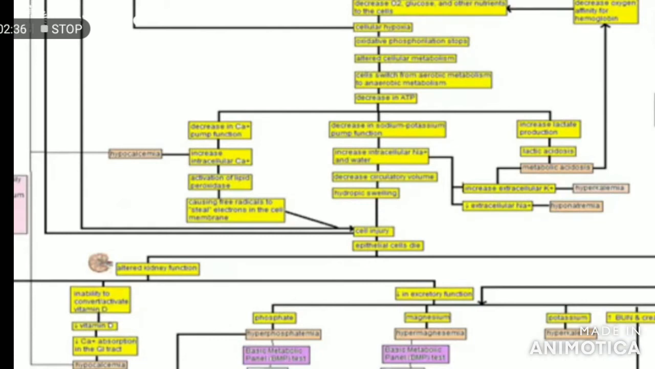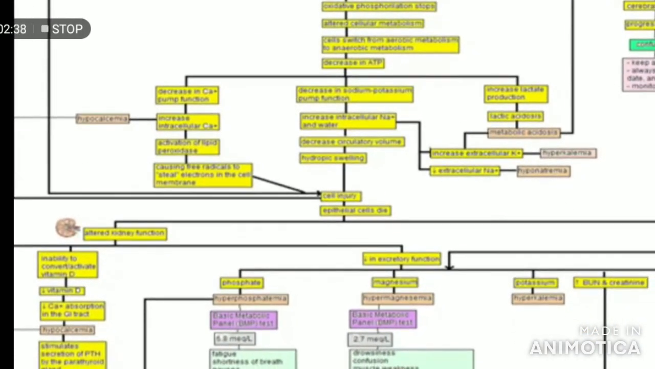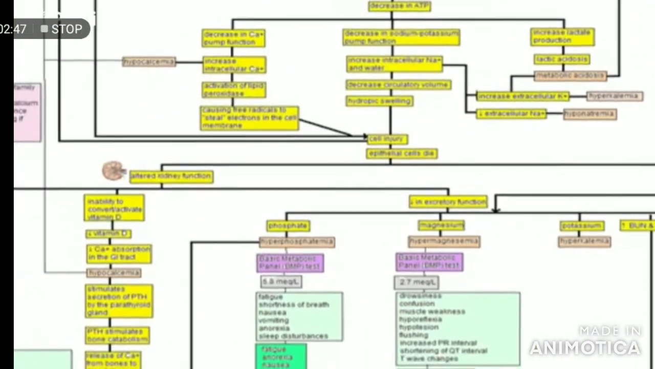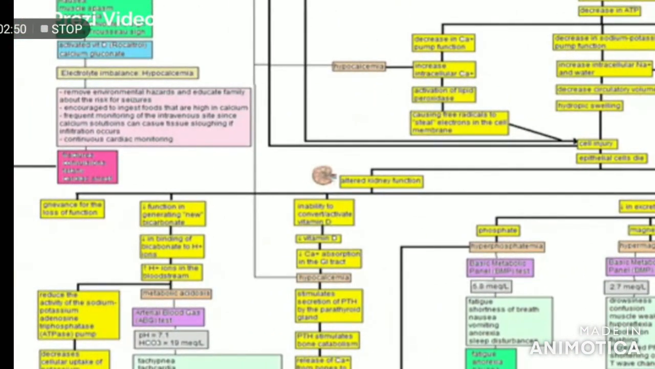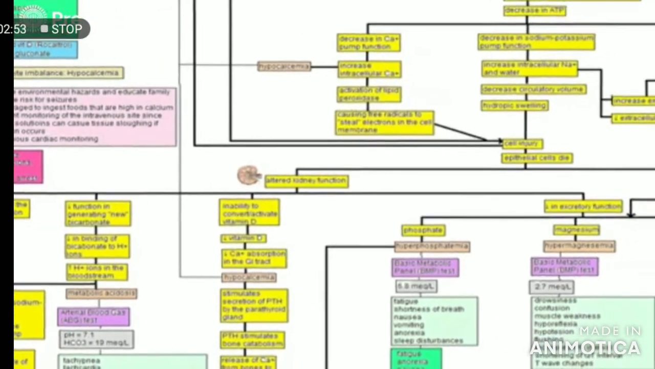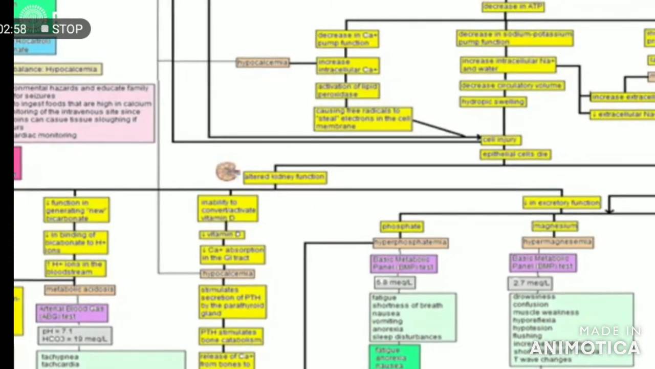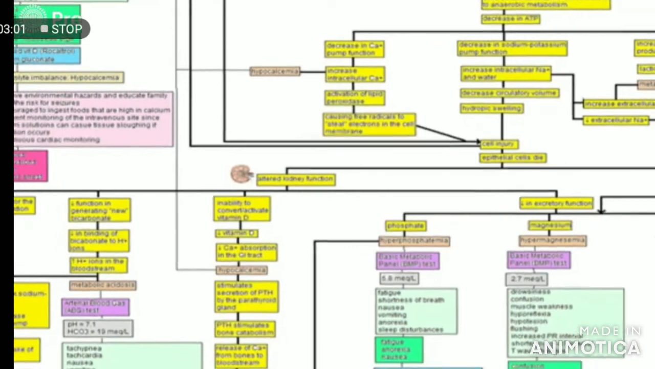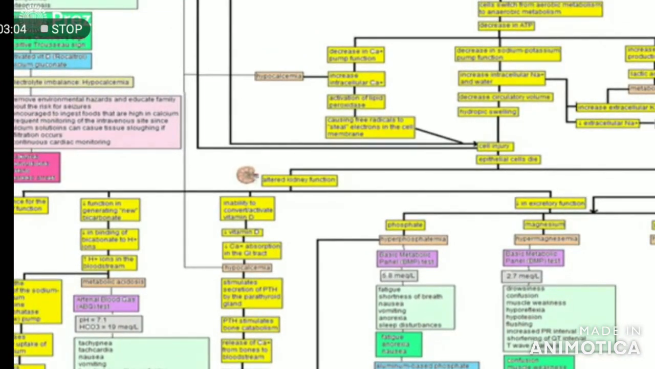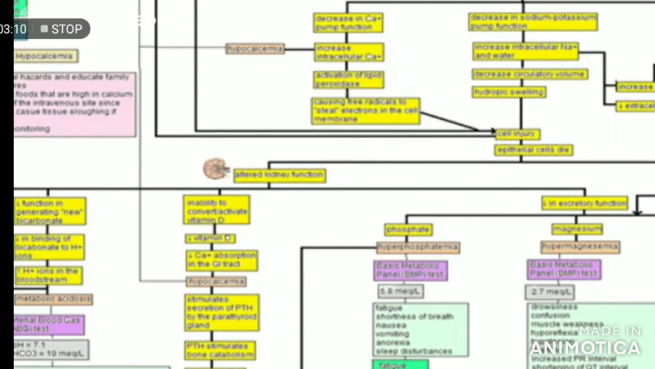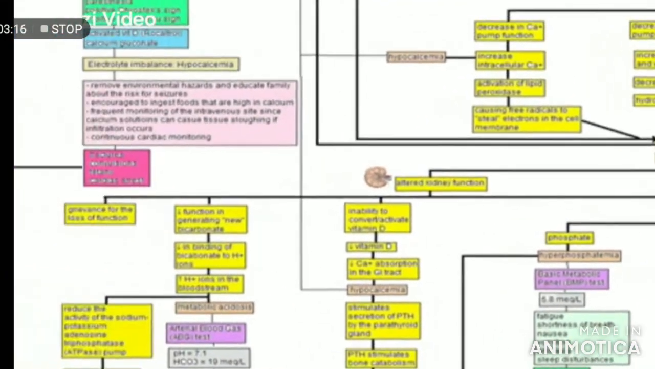So, cell injury. Then the epithelial cells die, there is altered kidney function, and cells slough off. Altered kidney function causes loss of function for the patient, if the patient is still alive. There is a decreased function in generating new bicarbonate, an inability to convert or activate vitamin D, and a decrease in secretion functions.